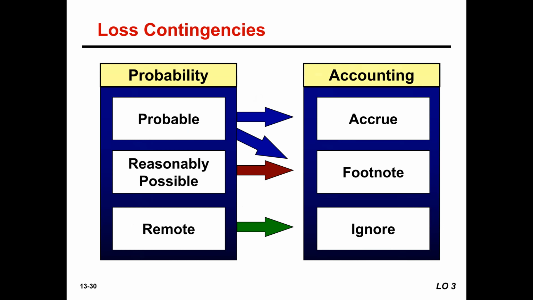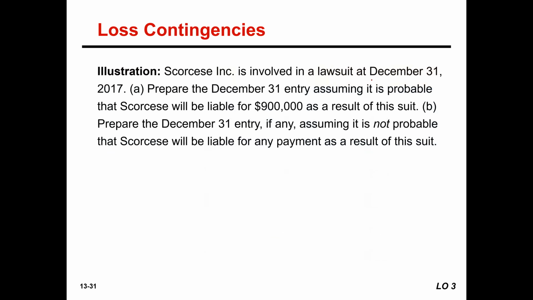So again, if it's probable and reasonably estimatable, and that's kind of, I think, a piece that comes up maybe on the next slide or something, but if it's probable, we would accrue the liability. Or if it's not reasonably estimatable, it might be a footnote instead. If it's reasonably possible, footnote. If it's remote, ignore. And so here's our example of that.